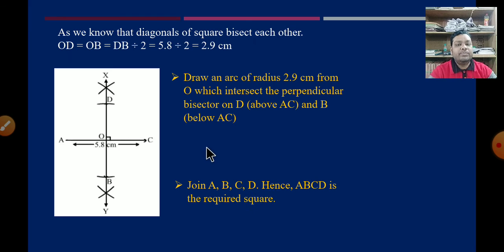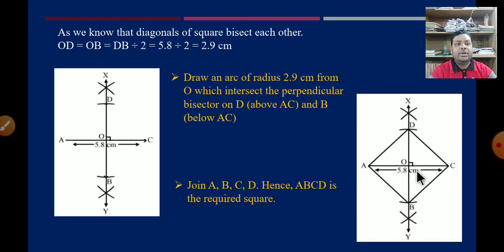You can see here in this figure, ABCD is the square. I hope that you all have understood, students. Now let's draw a rhombus.